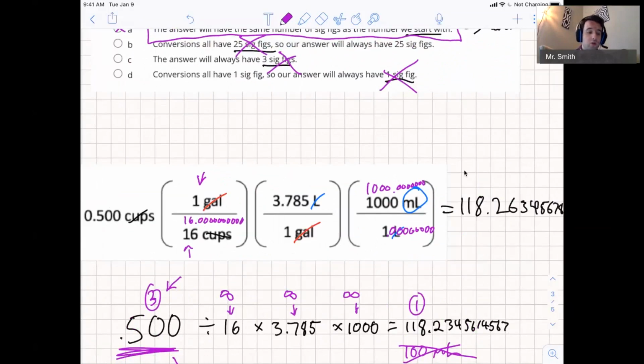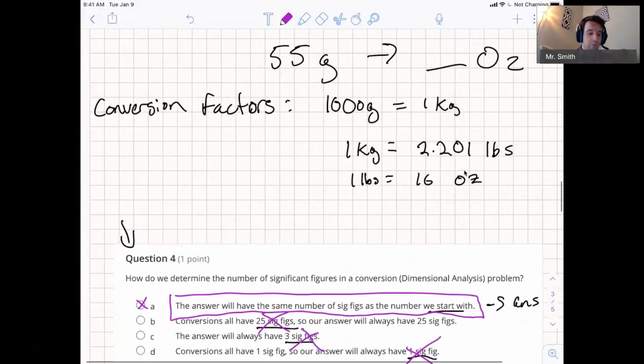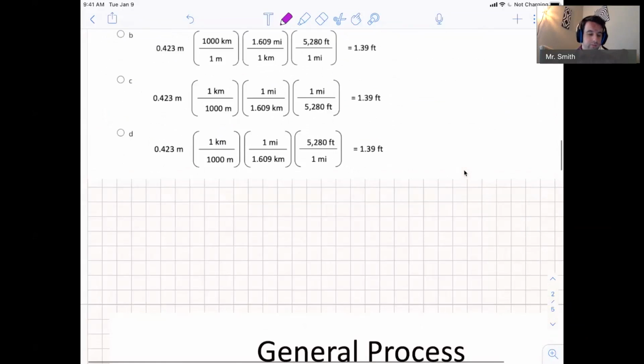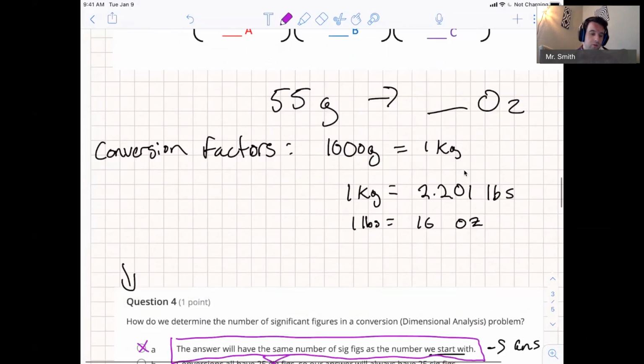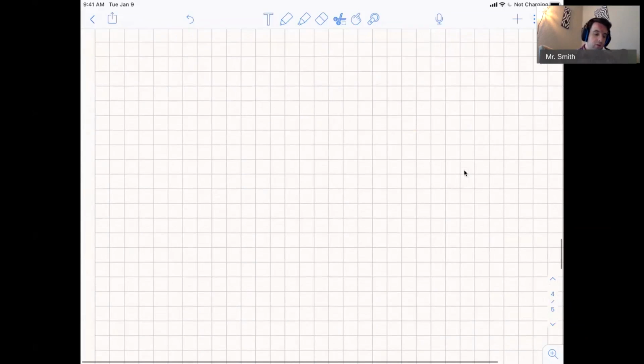So let's go ahead and try one problem where we put all of that together. The problem we're going to work on is, let's do this one right here. We're going to work on converting 55 grams into some number of ounces.